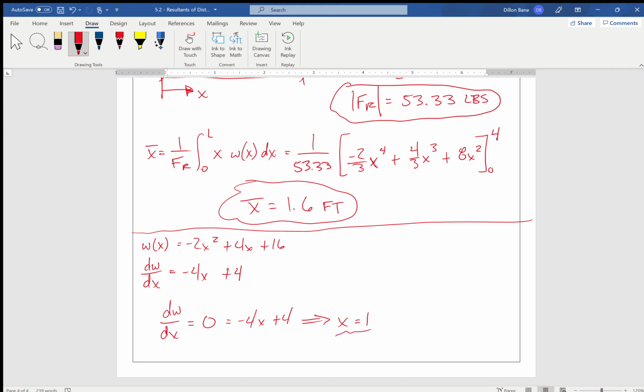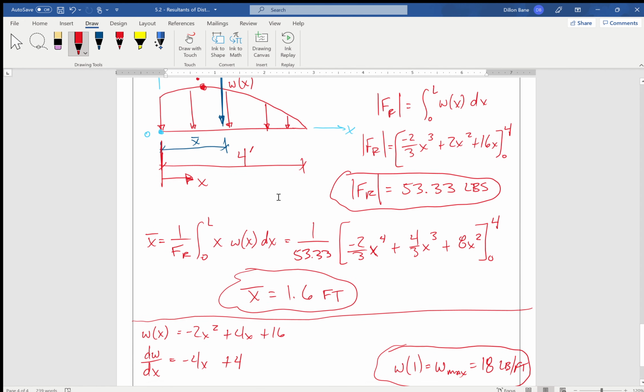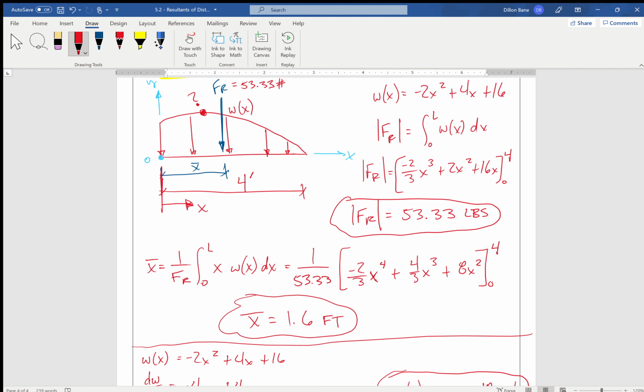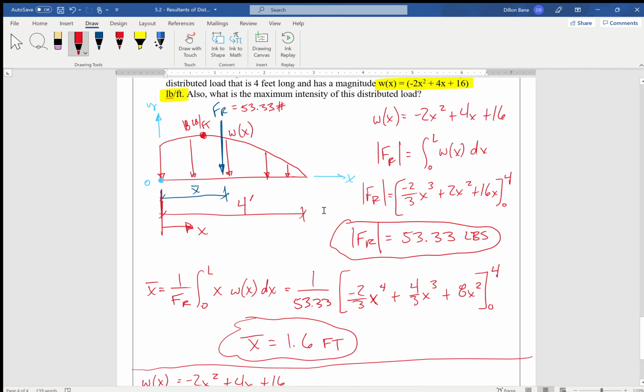So if we then plug 1 back into W of x, that'll give us the maximum load. So W of 1 equals W max. And what that comes out to be is 18 pounds per foot. So at its utmost maximum, the value of this point right here is 18 pounds per foot. All right.